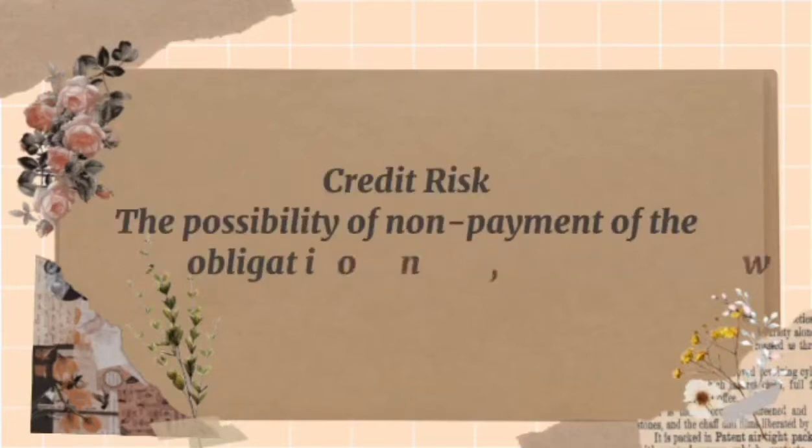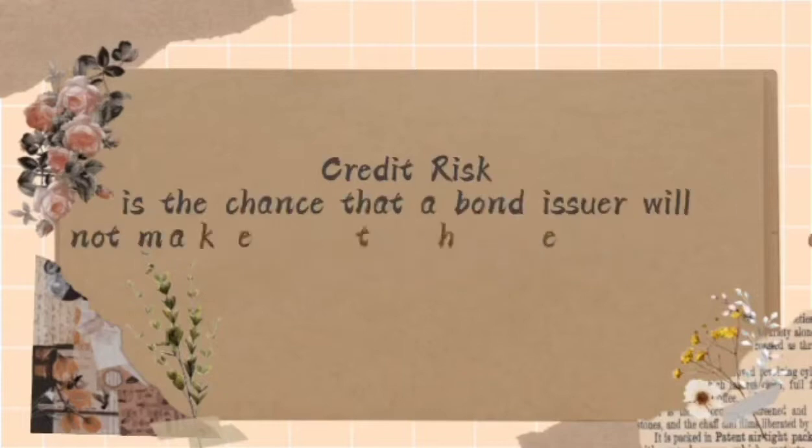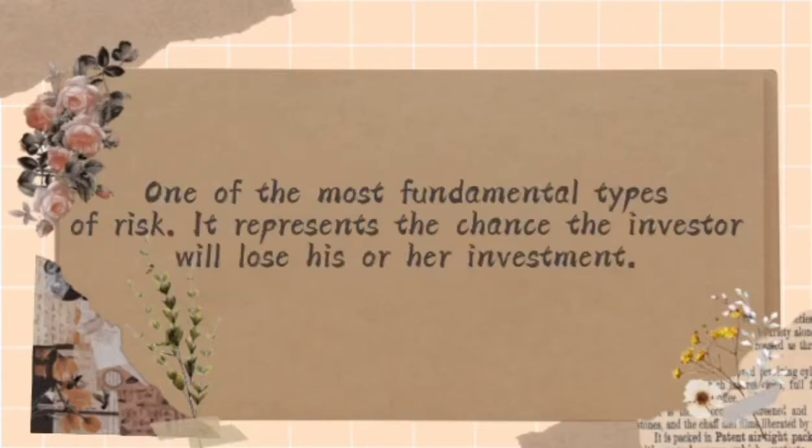For every credit, there is risk involved. Credit risk refers to the possibility of non-payment of the obligation when it falls due. Credit risk is a chance that a bond issuer will not make the coupon payments or principal repayment to its bondholders. Why does credit risk matter?